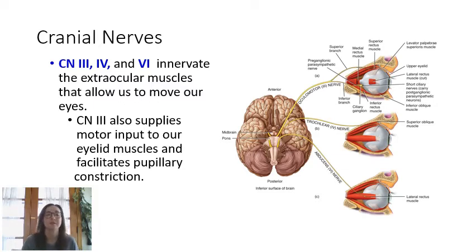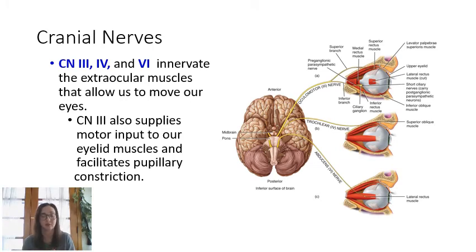Okay. Now we're going to get a little bit out of numerical order here because I want to talk about the rest of the cranial nerves that are involved in vision. So cranial nerves 3, 4, and 6 are going to be important for your extraocular muscles. We talked about these extraocular muscles when we talked about muscles last week. Remember, the extraocular muscles are your superior, inferior, medial, and lateral rectus, and then your superior oblique and your inferior oblique. So 6 extraocular muscles that control the movement of your eyeballs, essentially.